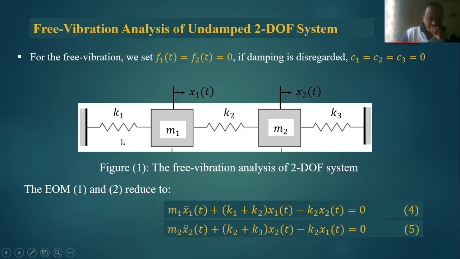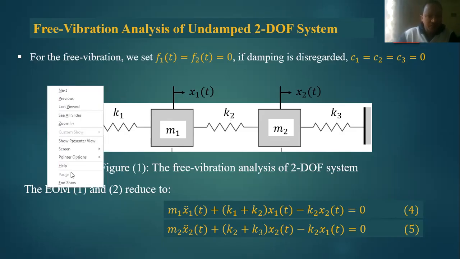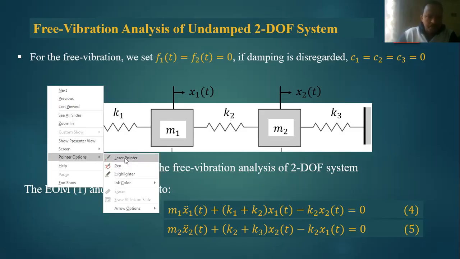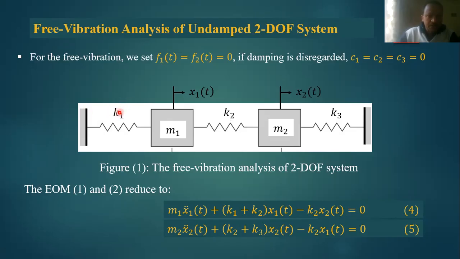In this case, the general equation of motion given in equations 1 and 2 is reduced to this form. We section this system into two discrete parts. If we make a section at this point and at this point, we are left with two masses.